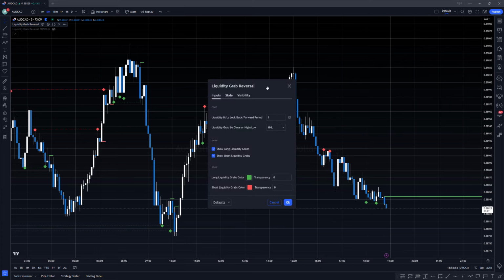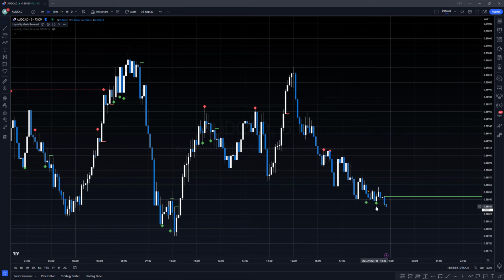But if I change it to close, this trade should disappear. Yes, it disappeared because it didn't grab by body. But here you can see this is grabbed by body. Body closed here, so it is grabbed by body, and it can be stronger than grabbed by pivot high or low. But it's up to what you prefer.